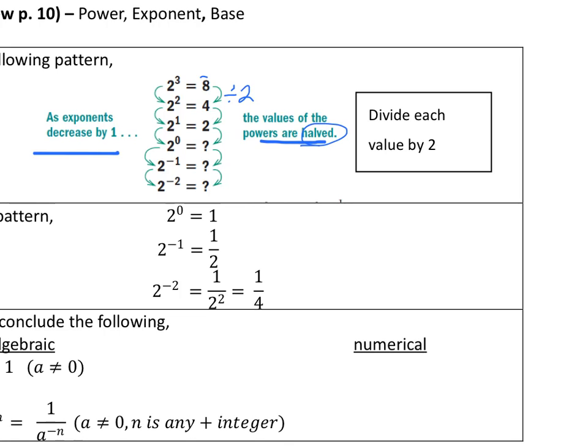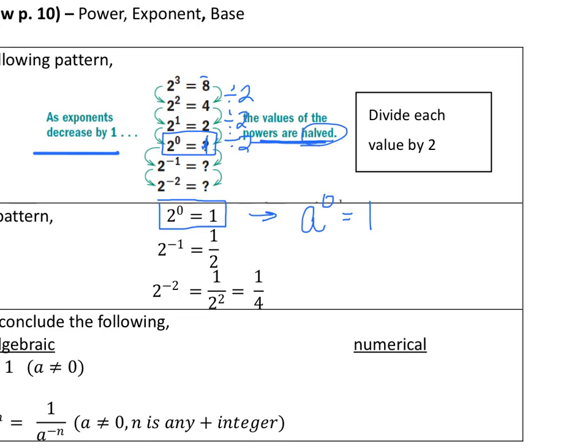Let's look at the next pair. 2 to the squared and 2 to the 1 equals 4 and equals 2. The same thing happened. The powers were halved. And if we continue this pattern, we'll notice that 2 to the 0 equals 1. Therefore, we can conclude that 2 to the 0 equals 1, or for any number a greater than 0, a to the 0 power equals 1.